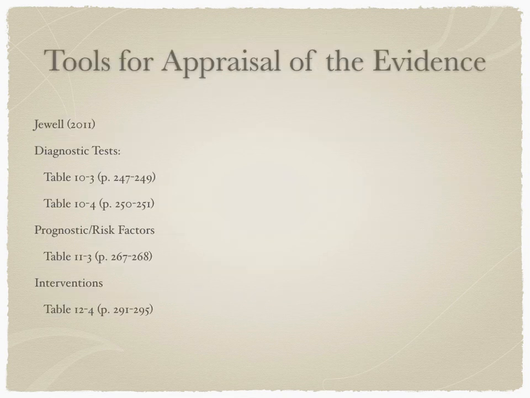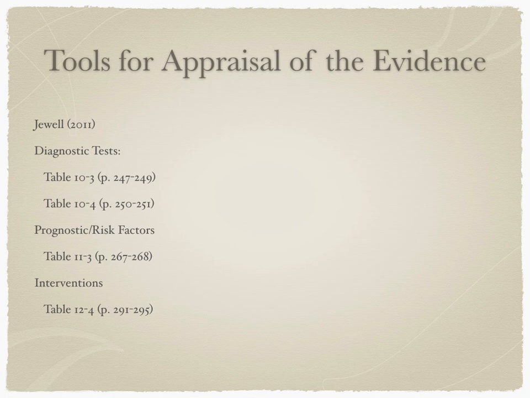There are some tools for the appraisal of the evidence available to you in your Jewell text. The one I'm using happens to be the second edition from 2011, so these page numbers may not be correct for later editions. For diagnostic tests, you want to look at tables 10.3 and 10.4 in the Jewell text, and in the 2011 second edition, those are page 247 through 251.